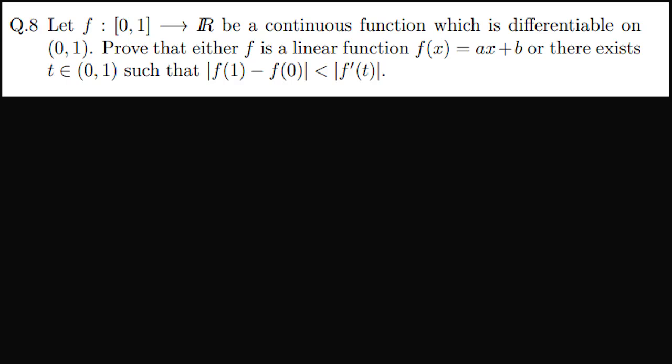Now coming to this last question, we are given a function f which is defined from 0 to 1 to R, and it is a continuous function which is differentiable on 0 to 1. Now prove that either f is a linear function or there exists t in the interval 0 to 1 such that f1 minus f0 is less than f dash t. So let us draw the axis.